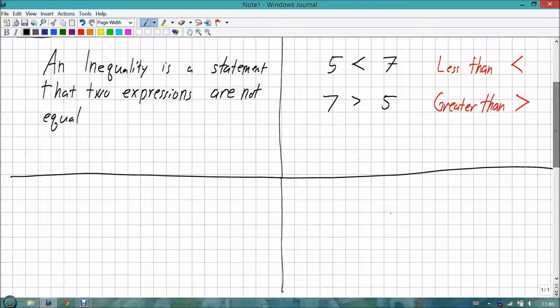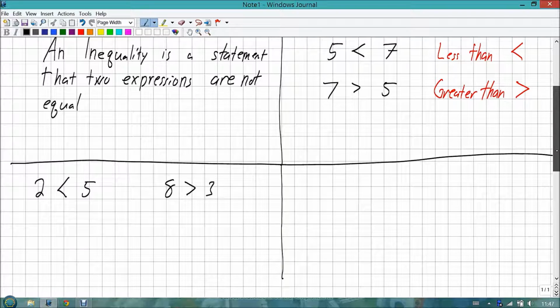So we've got two symbols so far, less than and greater than. And they're pretty easy to remember. If we have an expression such as 2 and 5, we would say that 2 is less than 5. If we had another expression, 8 and 3, obviously 8 would be greater than 3.